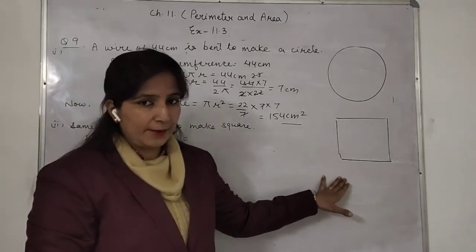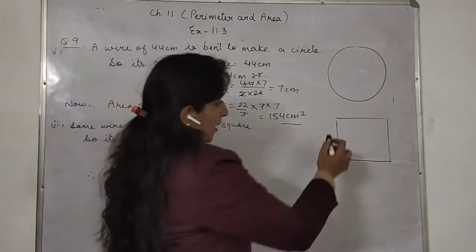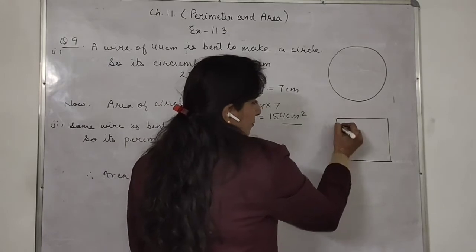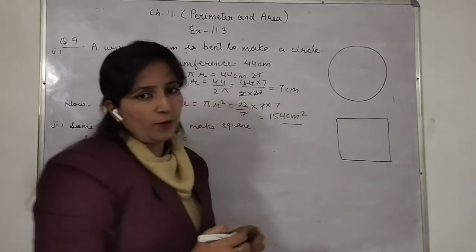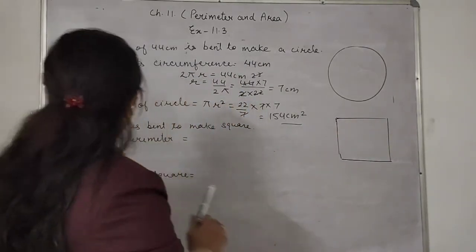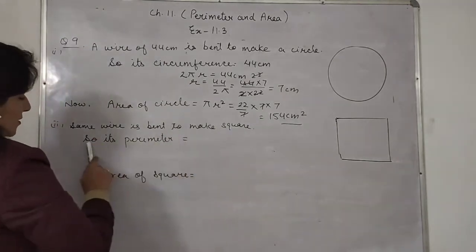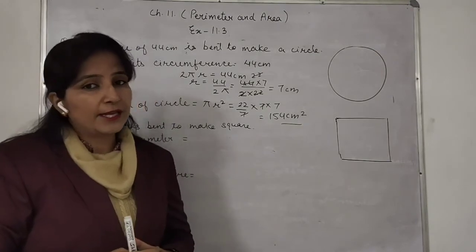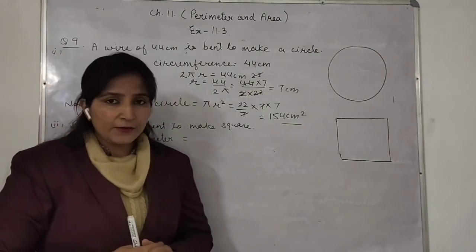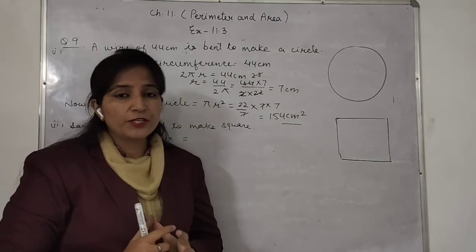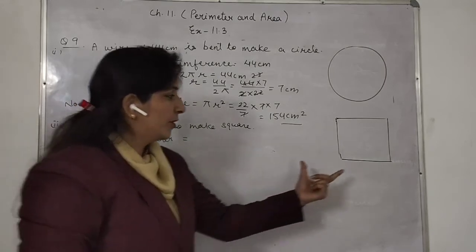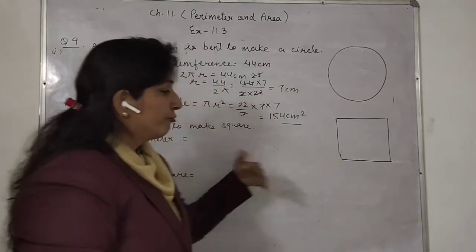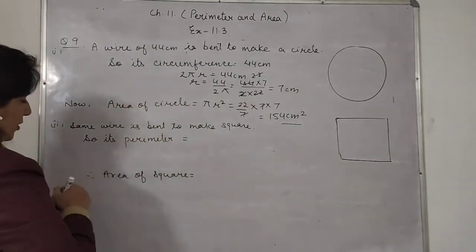Okay, the size is the same. So to make the square, if she is using the same wire, what is given to us? The perimeter of the square. Same wire is bent to make a square. So again in this also we need to calculate the area of the square. To find the area of a square, what should we have? We require the side of the square. So we are going to calculate the side from the perimeter.